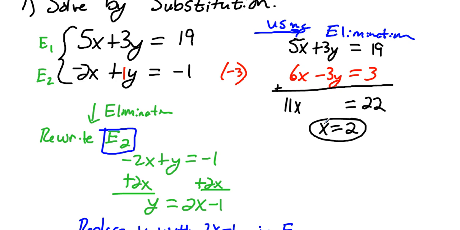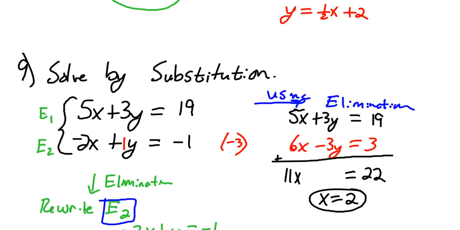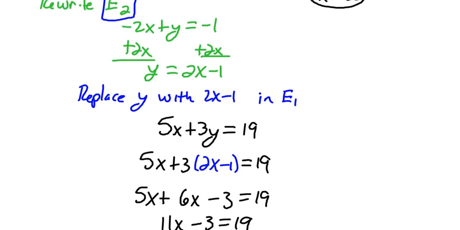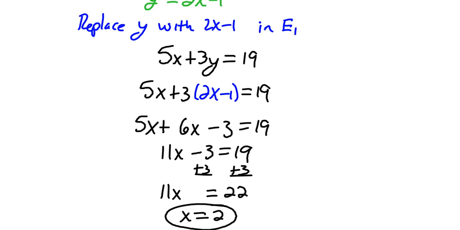So, just to give you a heads up, if they've got everything lined up on this one, I would say don't do substitution. Do elimination, because it's just going to be that much faster. Now again, if you're going to stick to it and go for it, that's fine. Now you're going to go back and plug in x equals 2.